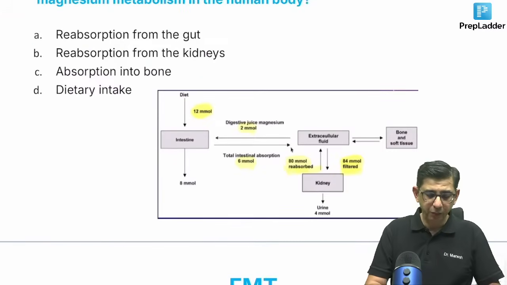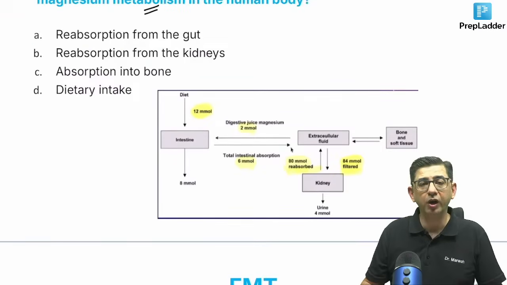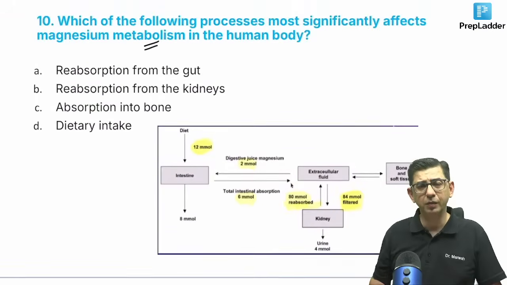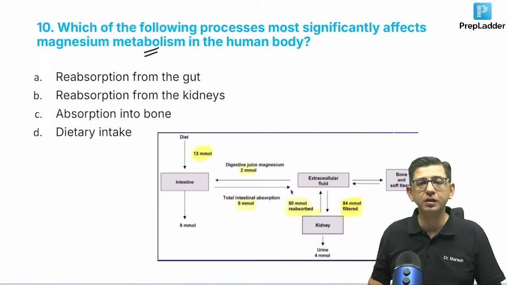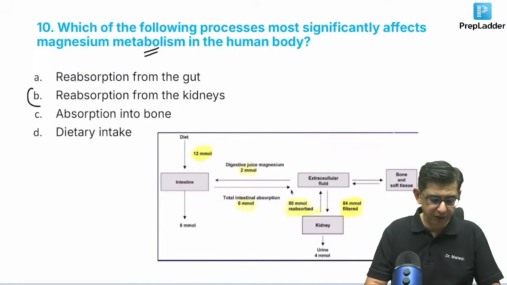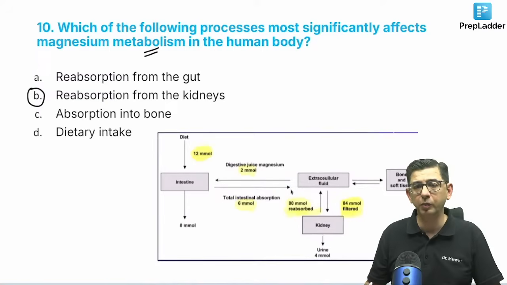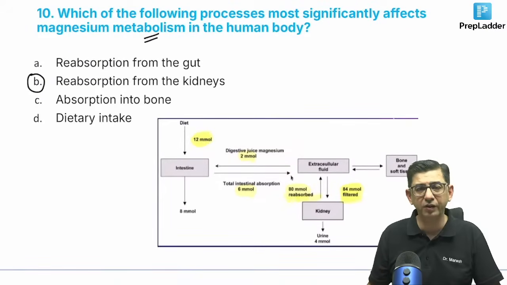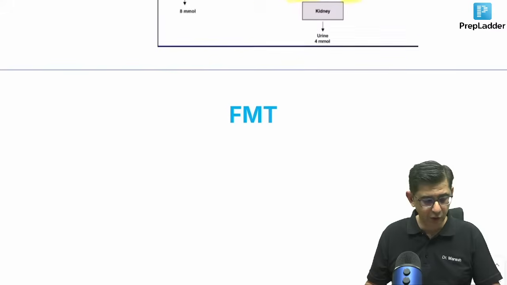Next is about magnesium metabolism in the human body. The majority of the magnesium is handled by the kidneys, and therefore reabsorption from the kidneys would be the correct answer in this case. Majority of magnesium would be intracellular, and then the levels of magnesium would be maintained with the help of the kidneys. So the question was which most significantly impacts magnesium metabolism, which is why the answer to this question is option B.